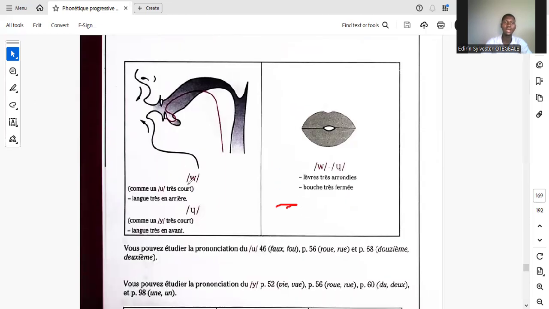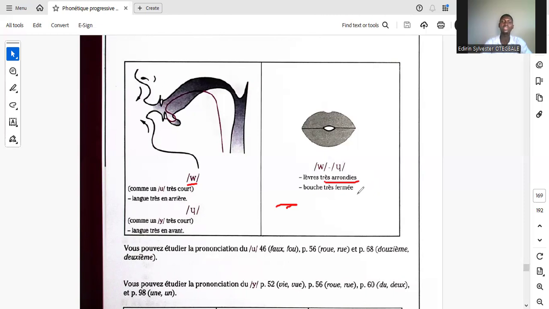For this particular wa phoneme, the tongue is very much at the back. It's short, close to that U we have. You know, we add I to become wa. For this other one, the tongue is at the front, lui, we. So you see the difference there. Now, for both of them, the lips are arrondi. You see, they are closer to vowels, so we're using the term vowels to classify them now.